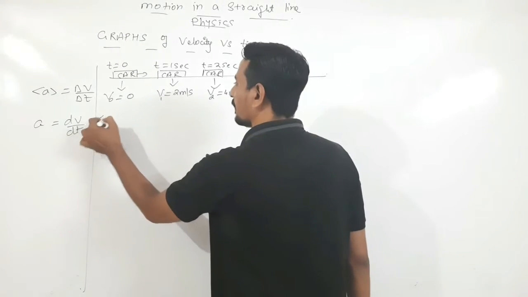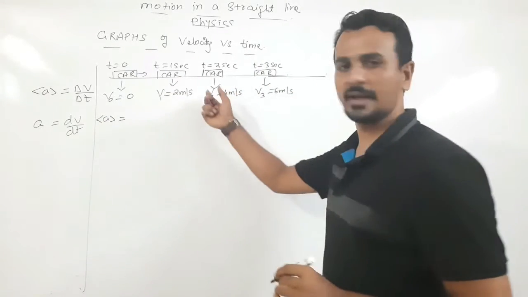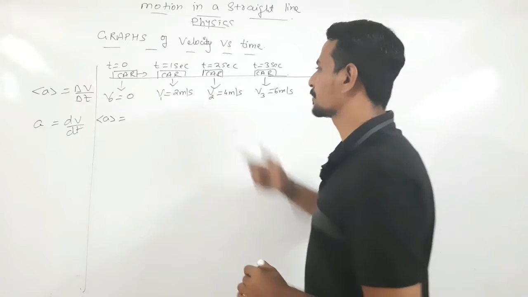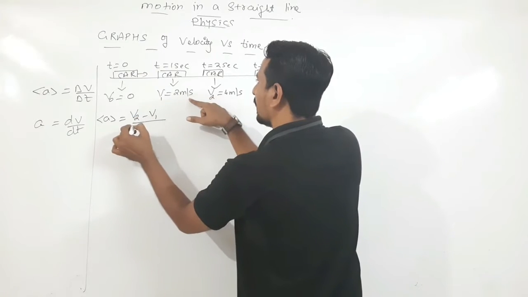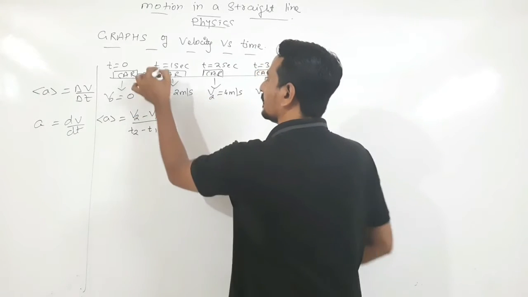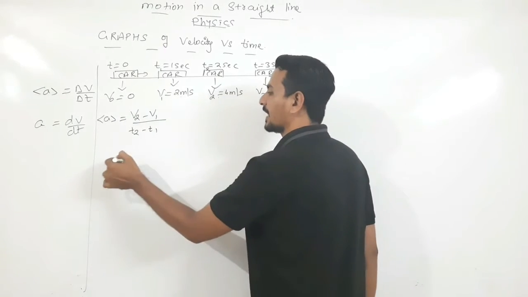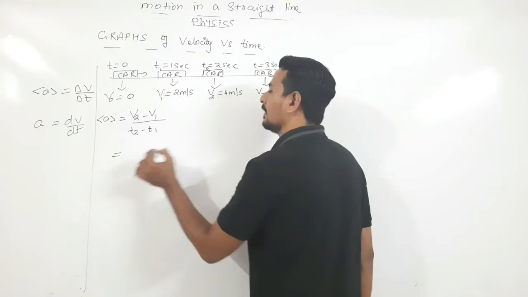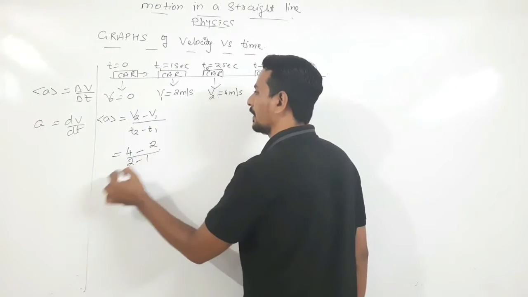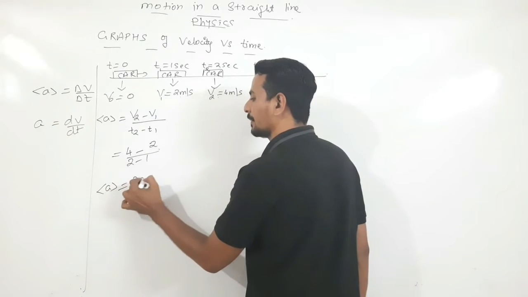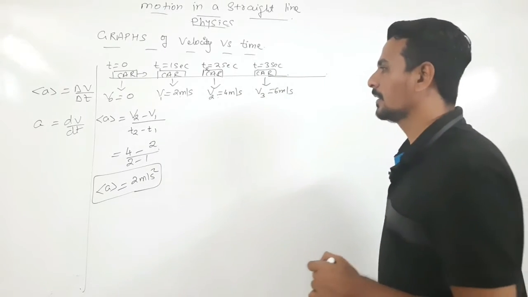Let us calculate the acceleration of the car between, say, 1 and 2 seconds. So average acceleration is final velocity minus initial velocity upon time. This is t1, this is t2. We are calculating the average acceleration between 1 and 2 seconds: 4 minus 2 divided by 2 minus 1. So your acceleration is 2 meter per second square. So acceleration is constant.